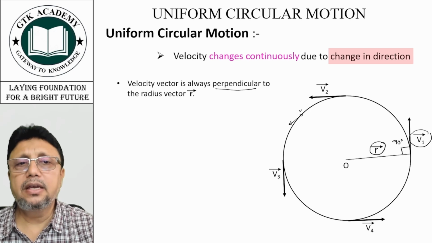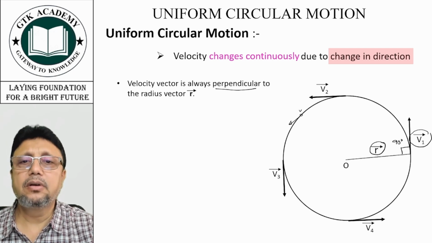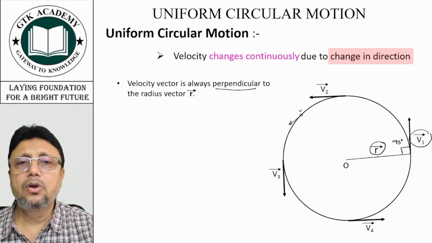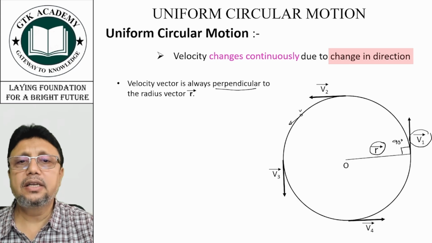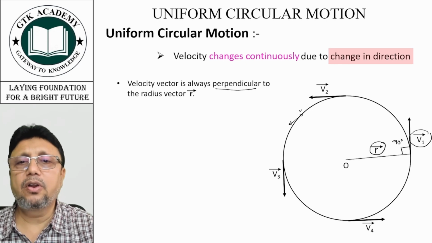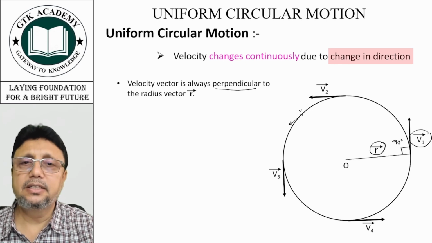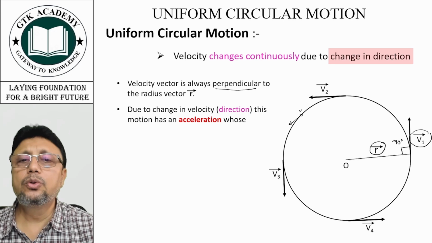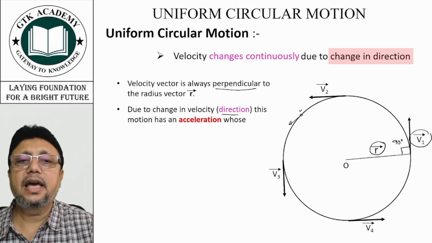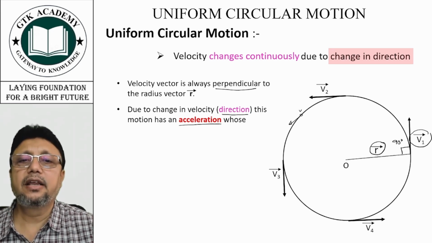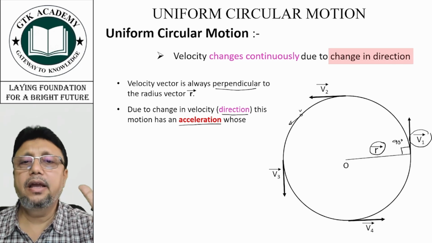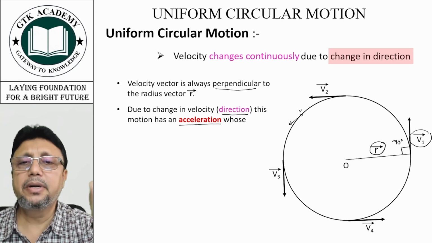Now the important thing to note here is that velocity is changing, because whether the change is in magnitude or in the direction or both, in all these cases velocity is going to change. And whenever there is a change in velocity, that means there is an acceleration. So due to the change in velocity, which is in direction here, there is an acceleration. But here the acceleration is a bit different.